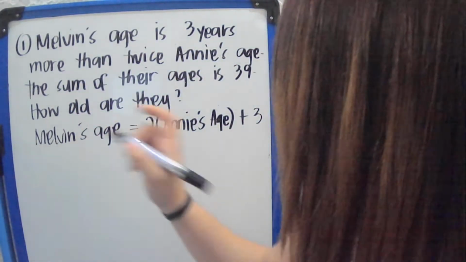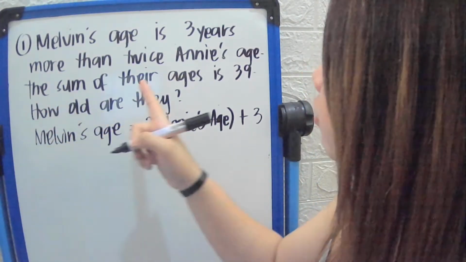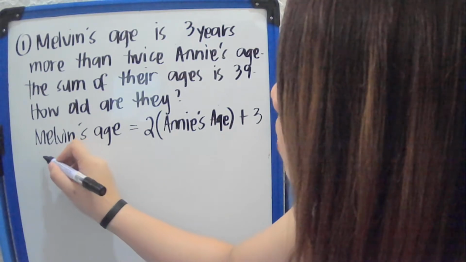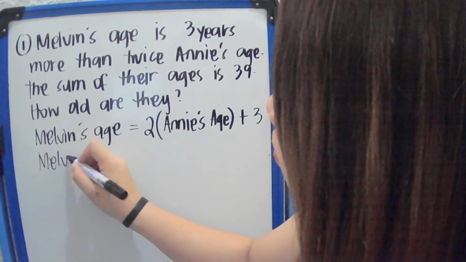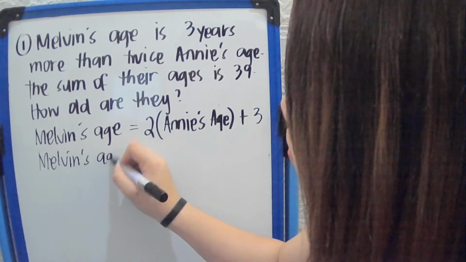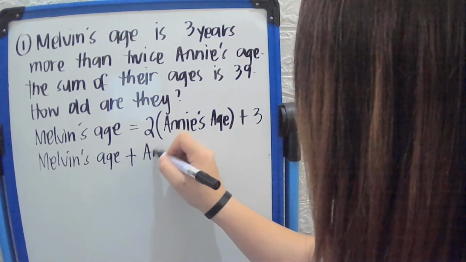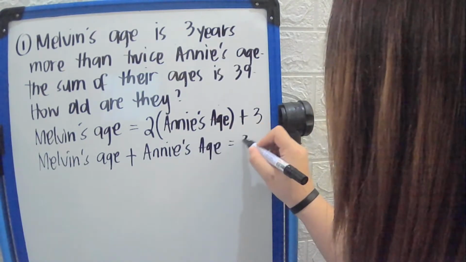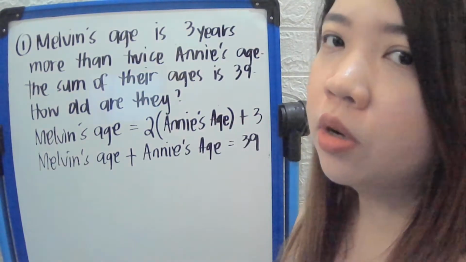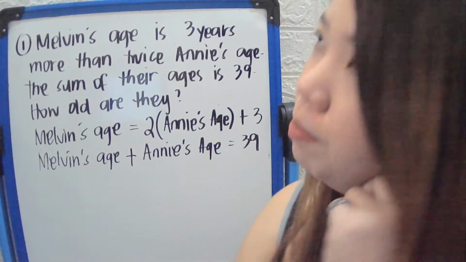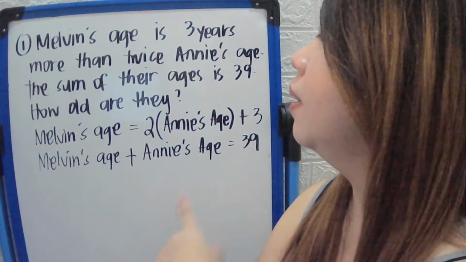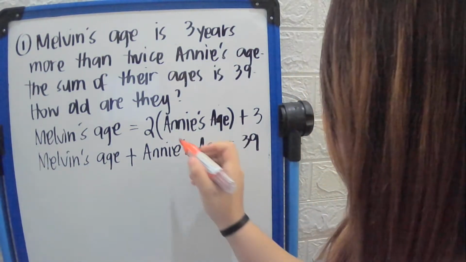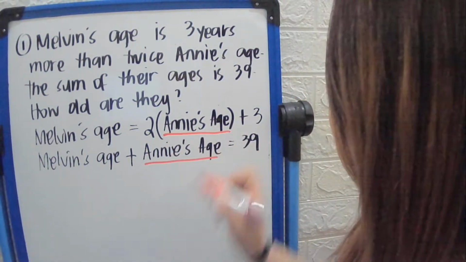Next, second condition is that the sum of their ages is 39. So that will be Melvin's age plus Annie's age is equal to 39. So with this, kung mapapansin nyo, meron dalawang terms dyan na magkapareho. Yung part po na to at ito.